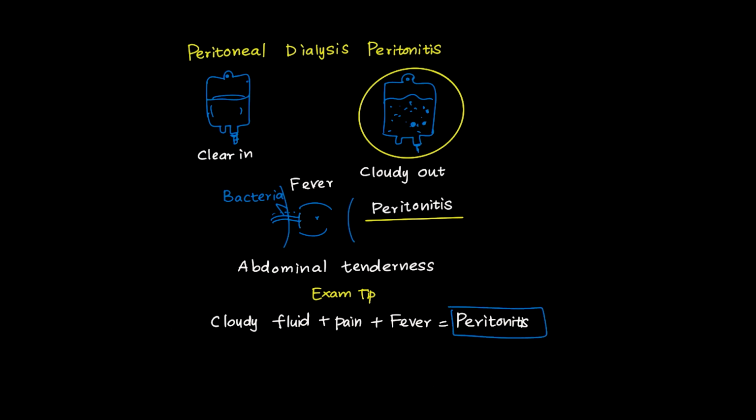Here's a WGU D446 OA exam tip for you. Cloudy effluent plus abdominal pain plus fever always equals peritonitis on peritoneal dialysis. Recall hook. Cloudy bag equals cloudy belly. Call now.